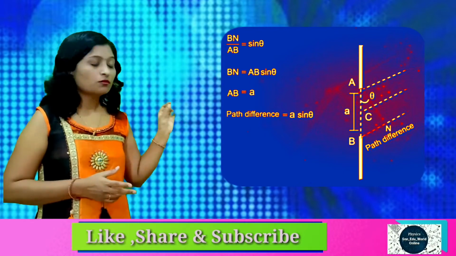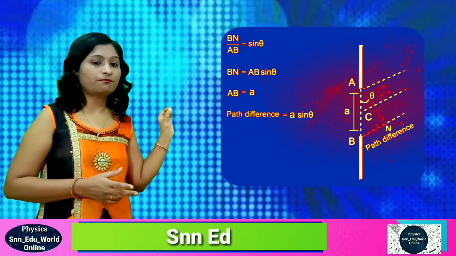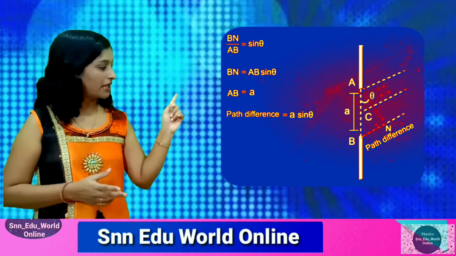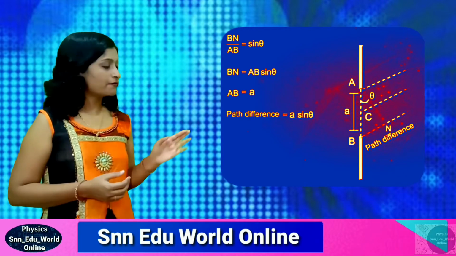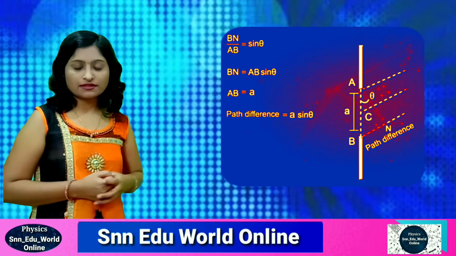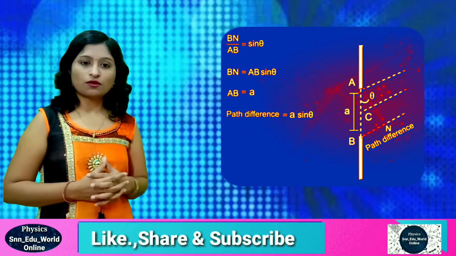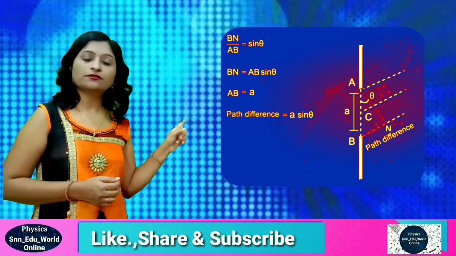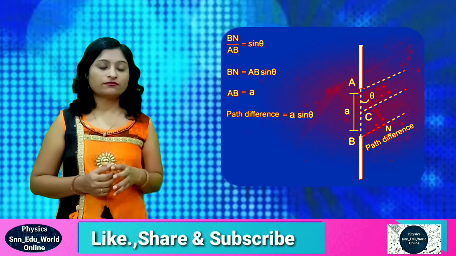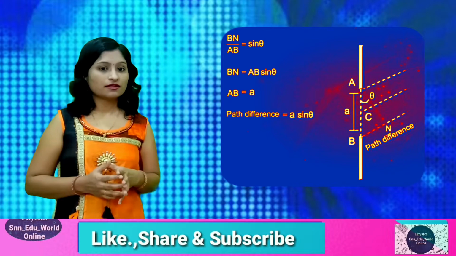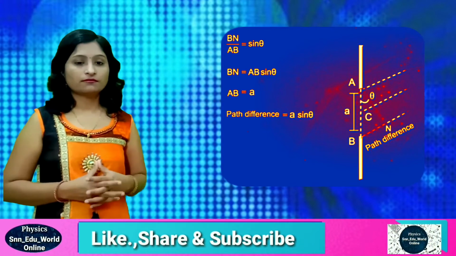So what is BN? The path difference. BN is equal to AB sin theta. And according to the diagram, what is AB? I have shown it at the side. AB is nothing but the slit width, represented as small a. So the path difference BN is equal to a sin theta. This is the path difference that arises in the rays due to this angle theta.